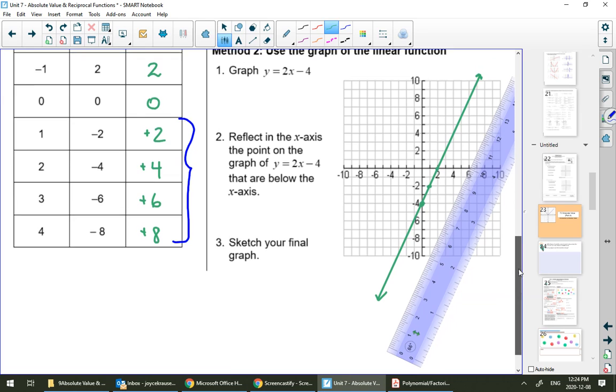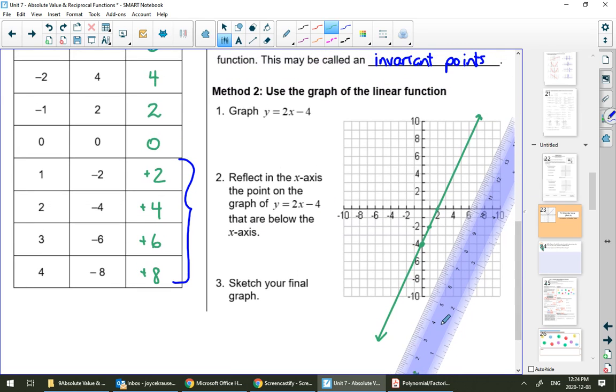Now, once we have that graph, we're going to take a look at our positive and our negative y values. So all of these points above the x-axis are positive, so they're going to stay positive. It's all of our values that are below the x-axis that are going to become positive. So we have a point here at 1 comma negative 2. That will now become 1 comma 2.